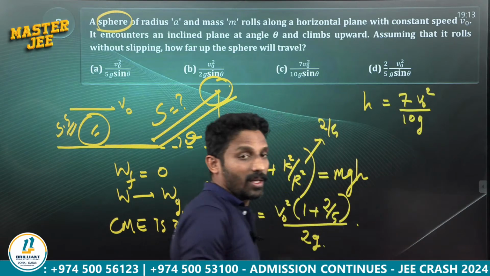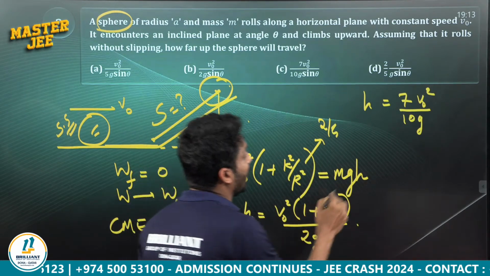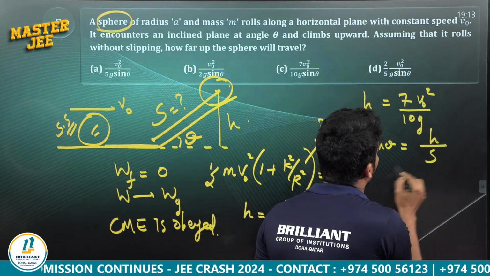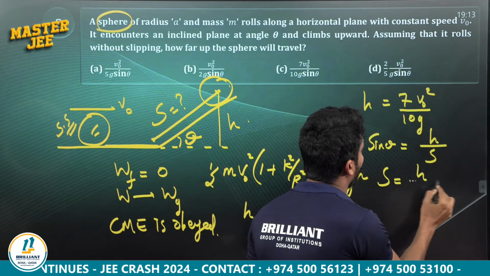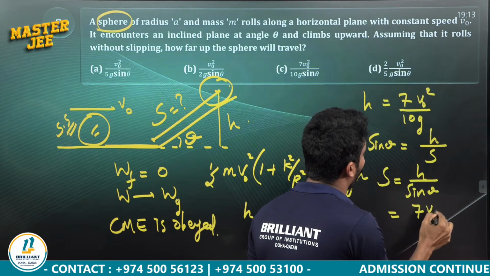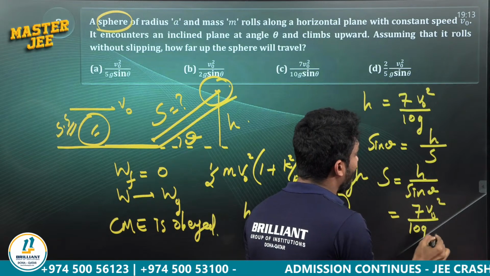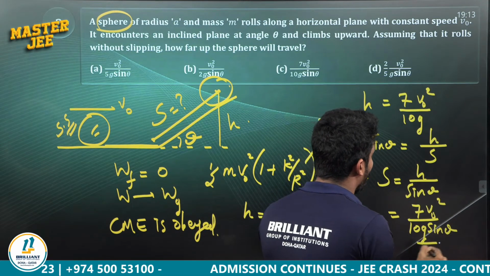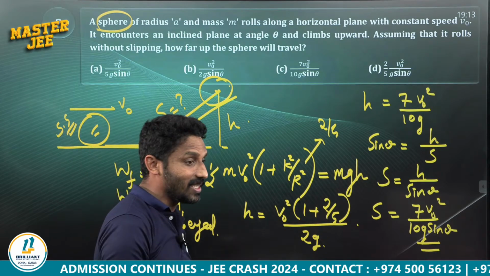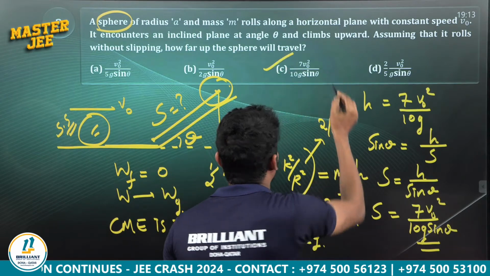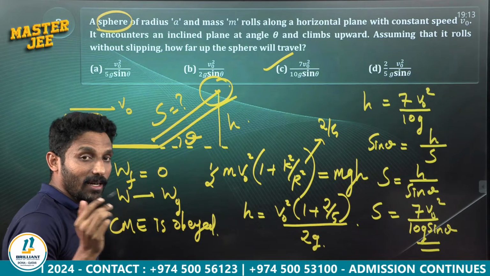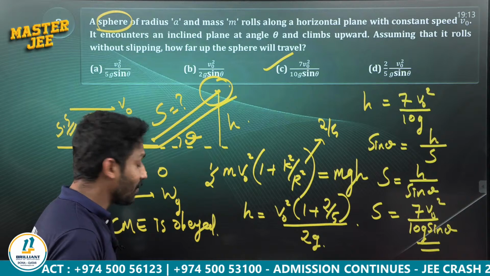Now what about s? In the figure, sine theta is h by s. Then s is equal to h by sine theta. H is equal to 7 v0 square divided by 10g, then divide by sine theta. This is the value of s, 7 v0 square divided by 10g sine theta. That is the answer, option C. It's very simply done, conservation of mechanical energy is applied.